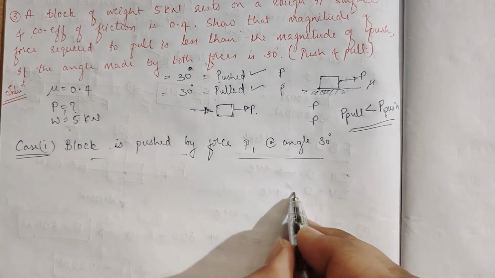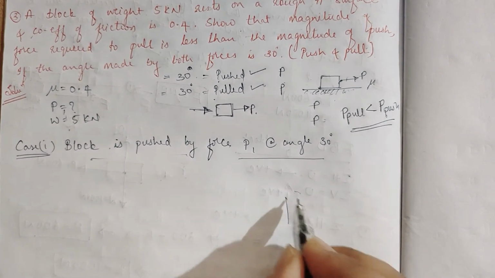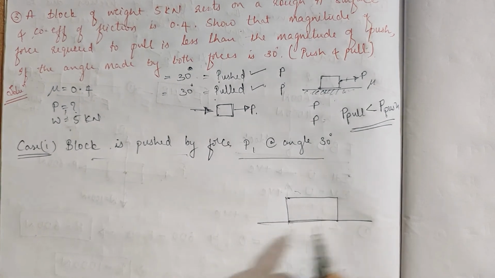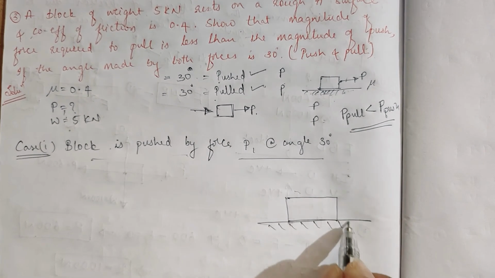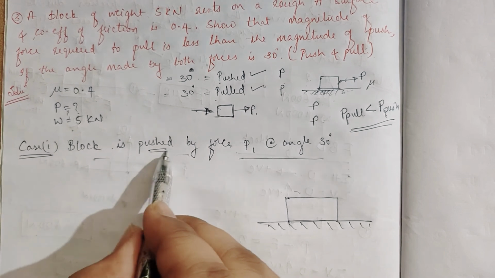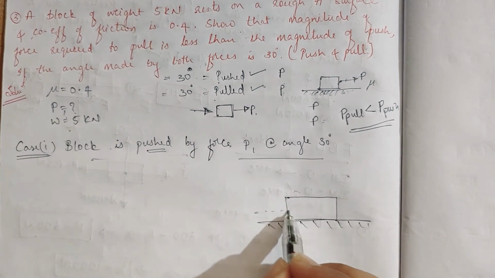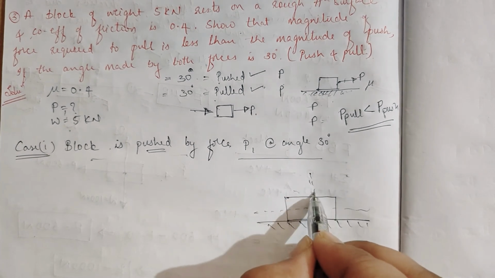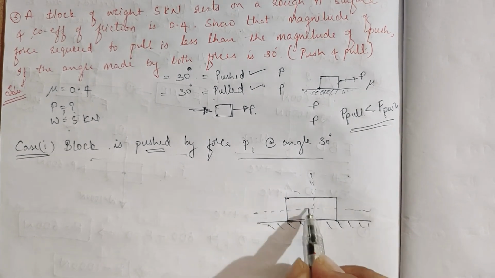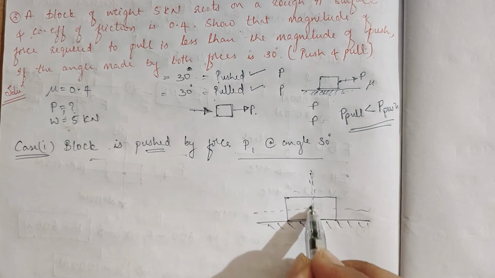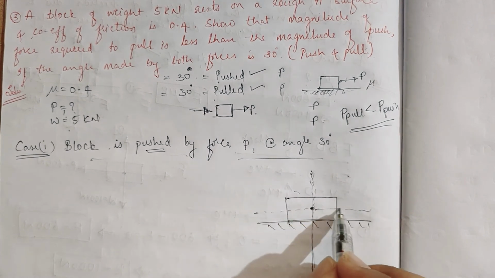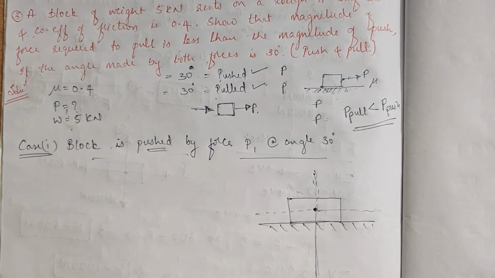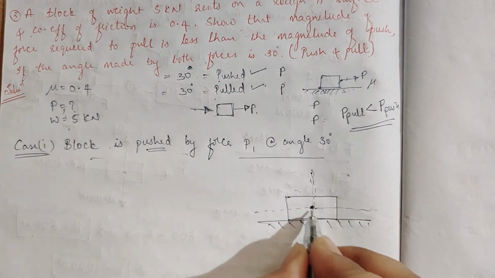I'll just draw the figure. So this may be the block, and this is the horizontal plane. The first one we take as push. Okay, and I'll take an axis horizontal to the centroid. I'll let you know what the centroid is. Centroid is a point where all the weight of the body is concentrated, so I'll take that as the center.